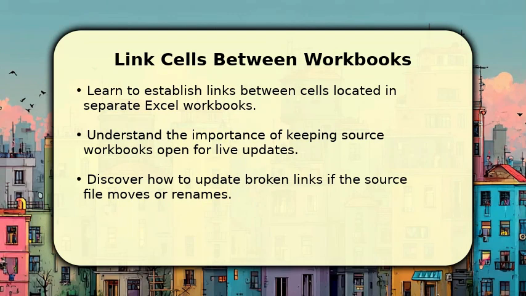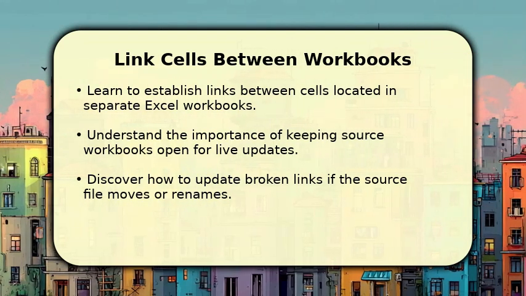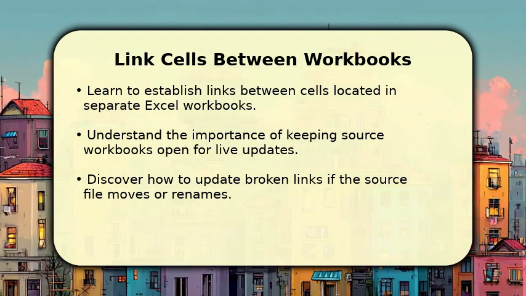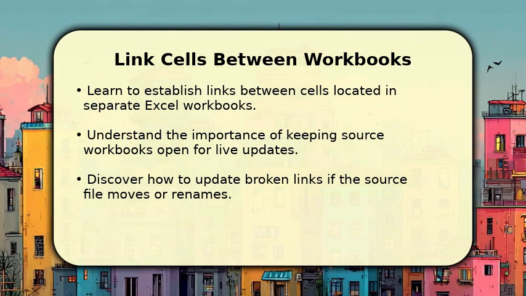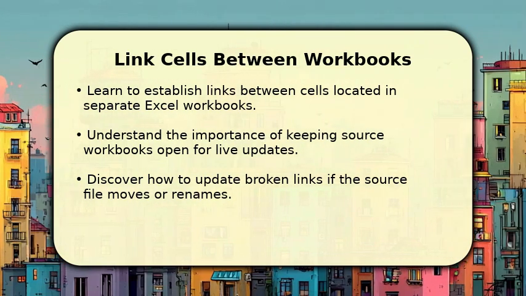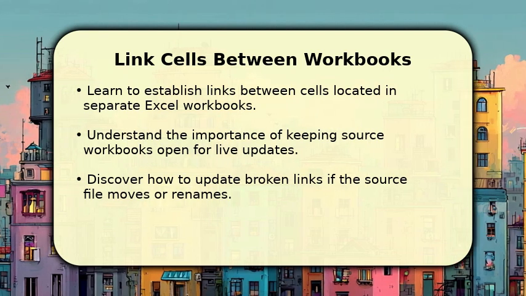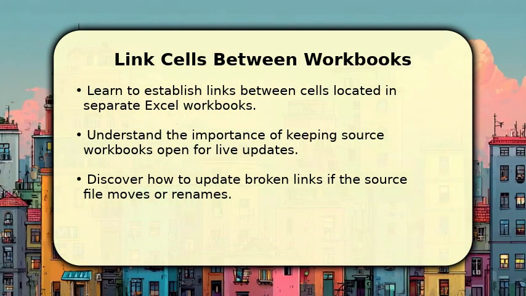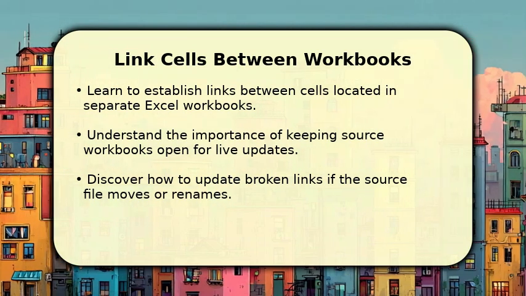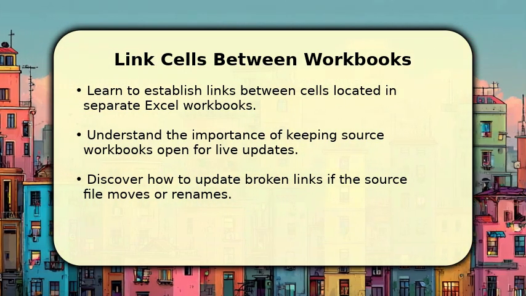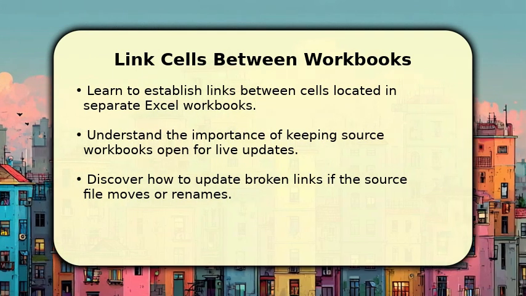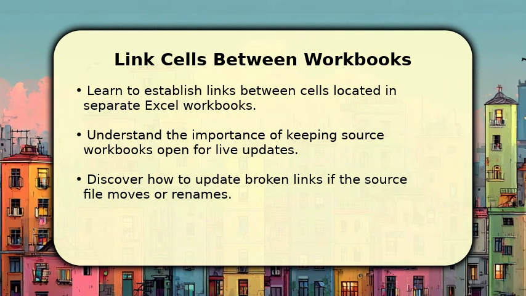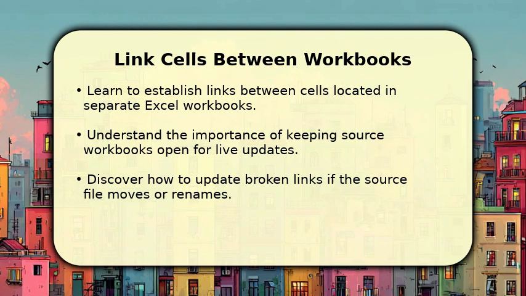To link cells between separate workbooks, open both files. In your destination workbook, select the cell for the link, type an equals sign, and then switch to the source workbook. Click on the desired cell and press Enter. Excel will create a full file path reference. Remember, the source workbook needs to be accessible for the link to update automatically. If the source file moves, you'll need to update the link manually through the Edit Links option.